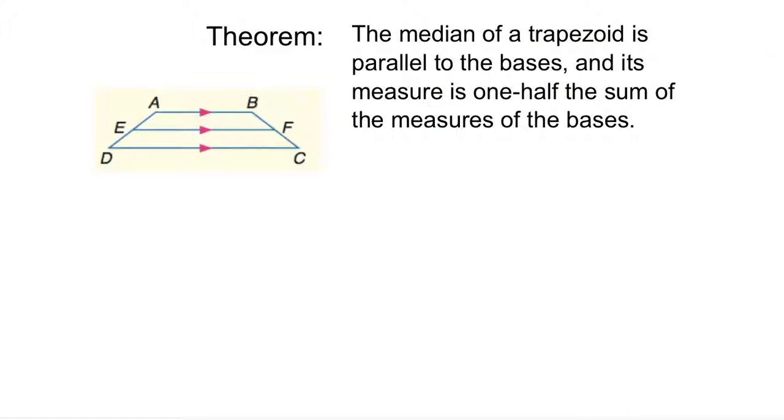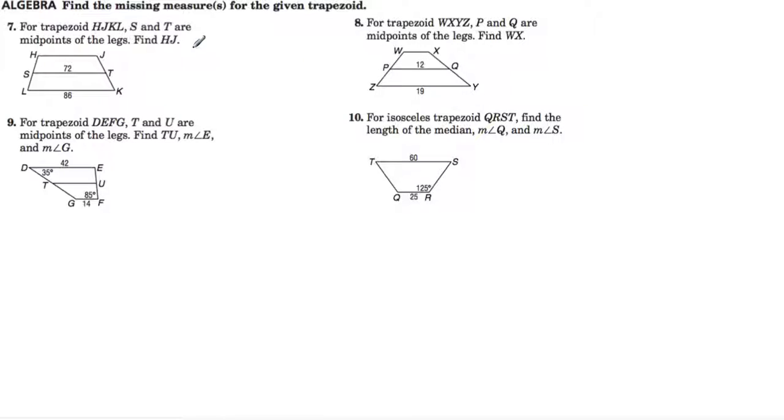All right, an additional theorem that we have is that the median of a trapezoid is parallel to the bases, and its measure is 1/2 the sum of the measures of the bases. So let's say that this is 20 and this is 10. 1/2 of the sum of the bases is 1/2 of 30, which is 15. So that would be the case there. So that's important for questions like this.